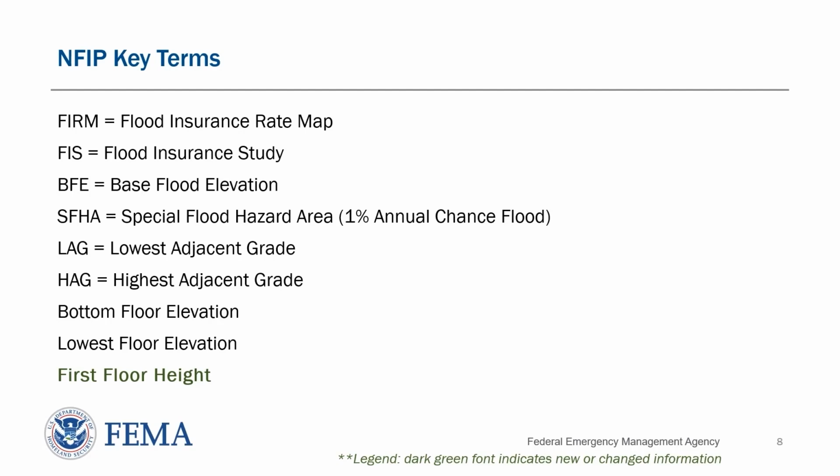The FIRM is the flood insurance rate map. That depicts the community's flood zones. The flood insurance study details the history of a community's flooding and the methods used to determine the flood risk, and also provides more detailed information than is shown on the FIRM. The base flood elevation, or BFE, represents the surface water elevation in a flood that has a 1% chance of occurring in any given year. And the special flood hazard area is the area that's expected to be inundated during that event.